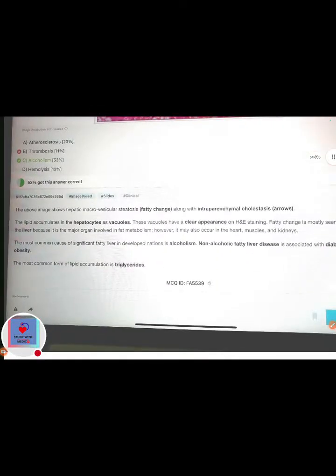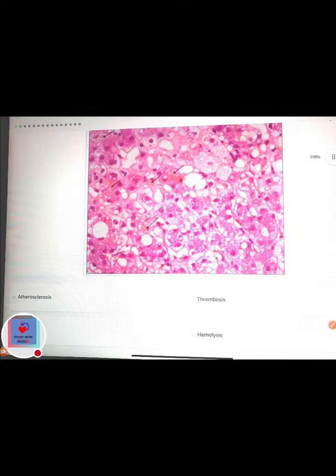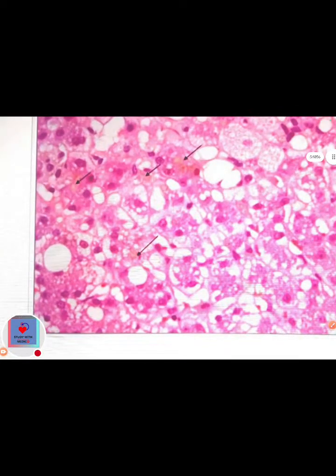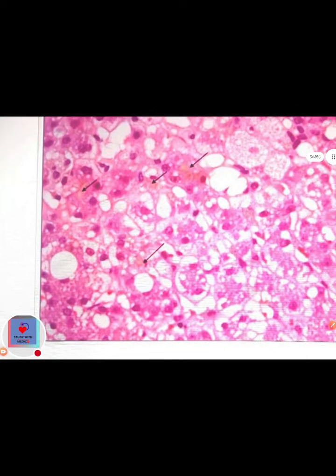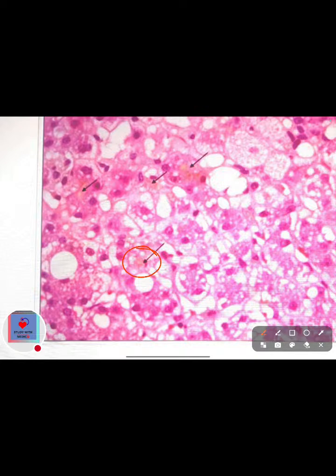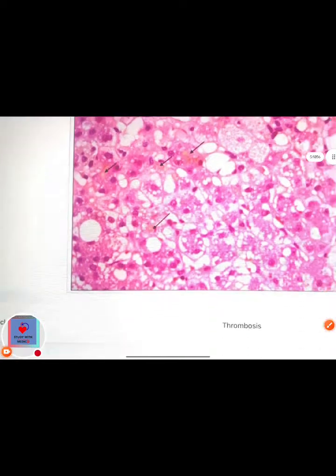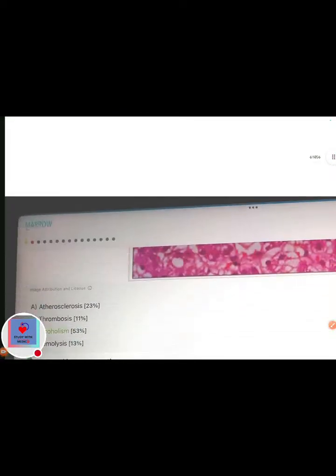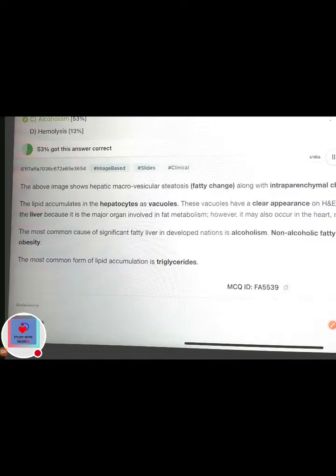So the fatty change and intraparenchymal cholestasis. These are intraparenchymal cholestasis. These big macro vesicles you can see now are the fatty change. These are the macrovesicular steatosis, fatty change.